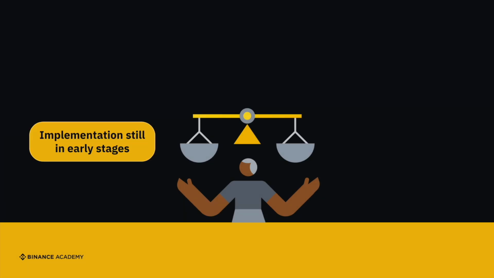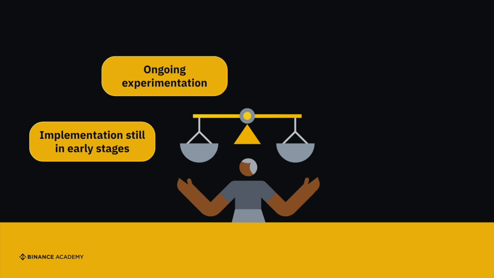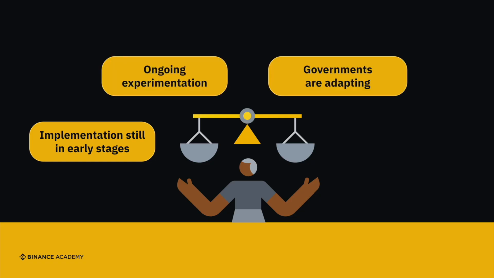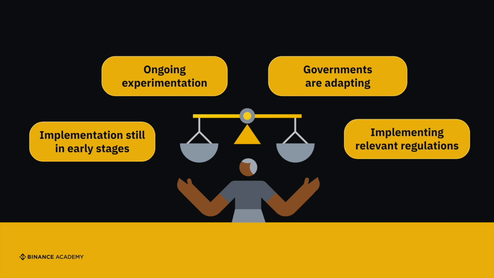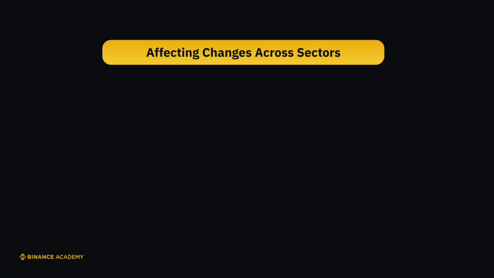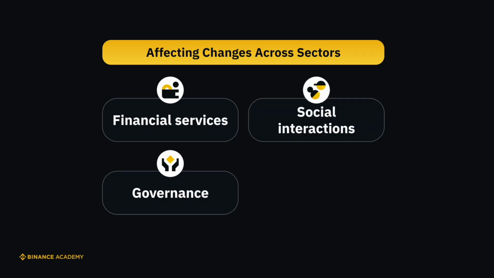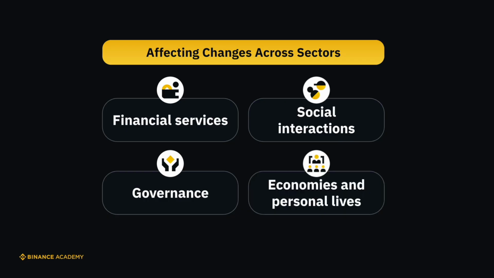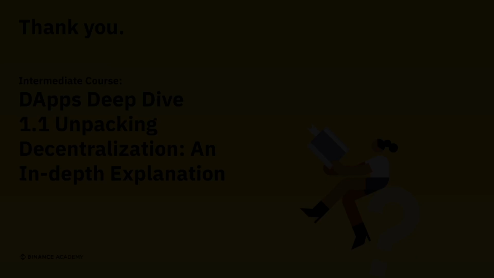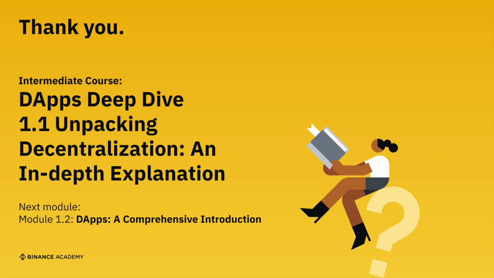The implementation of decentralized principles via blockchain technology is still in its early stages, with a significant amount of experimentation ongoing. Governments worldwide are working to adapt to the significant changes brought about by decentralization by implementing relevant rules and regulations. One certainty remains: decentralization is affecting significant change across many sectors, encompassing financial services, governance, and even our social interactions. It's set to further alter various aspects of our economies and personal lives. In the next module, we'll unpack one of the most important pillars of decentralization: decentralized apps, or dApps.